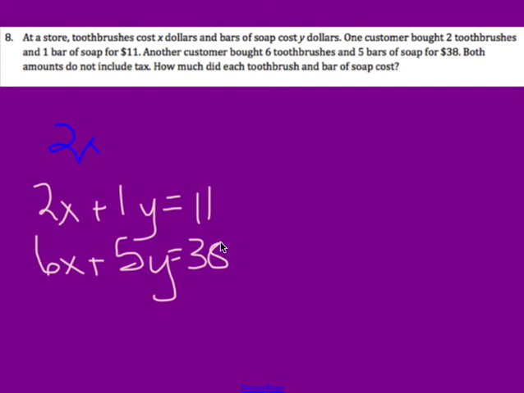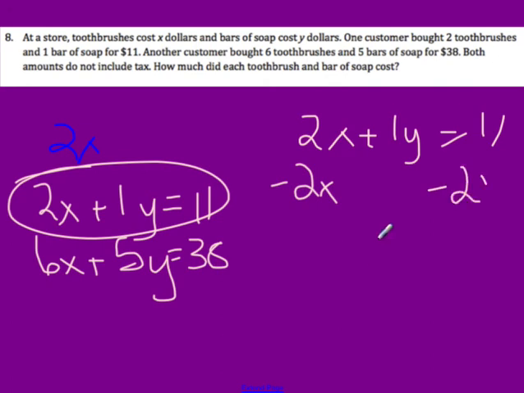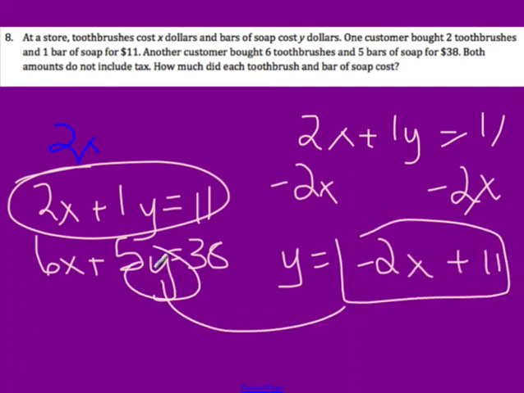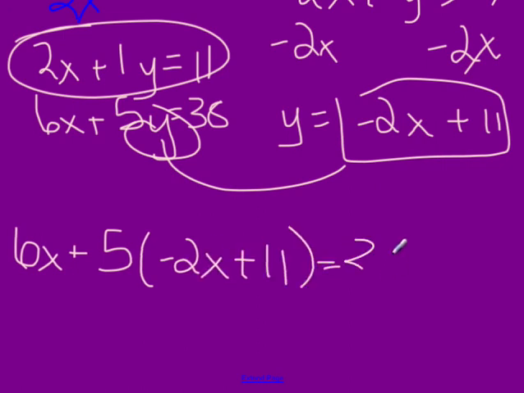So this is already set up in standard form, but you could very easily use substitution. This equation is very easy to solve for Y. All you have to do is subtract the 2x over to the other side, and you end up getting that y is equal to -2x plus 11. Since we've solved that equation for y, we're going to plug it back in for this y right here. So then I have 6x plus 5, and now instead of writing y, I'm going to put in that -2x plus 11, and that's going to be equal to 38. I'm going to let you finish solving this one on your own.